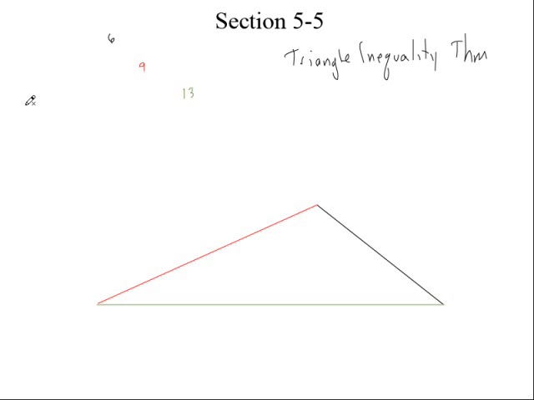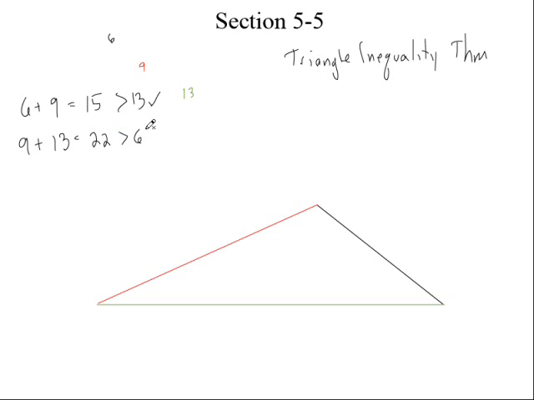So which ones do we want to add up first? 6 plus 9? What's 6 plus 9? It's 15. Is 15 greater than the third side? Yeah. Okay, so it is greater than 13. So that means, so far anyway, we can have a triangle. Let's add up a couple other combinations. Let's go 9 and 13. So what's 9 and 13? That's 22. Now, 22 has to be greater than what? The third side, which is 6.